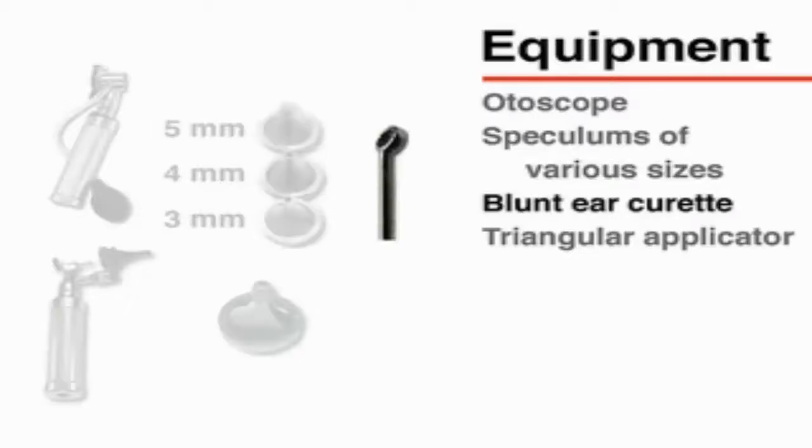An appropriately sized blunt ear curette can be used to remove large pieces of cerumen. Metal curettes are preferable to plastic curettes. The rigid and delicate loop on the metal curettes allows for finer dissection.